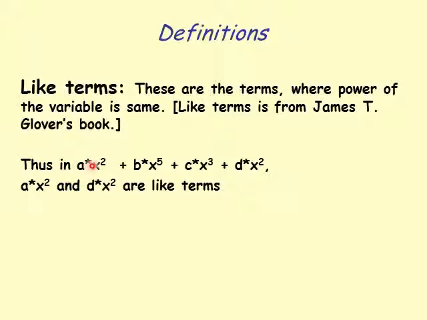Take the expression a times x squared plus b times x to the power 5 plus c times x cubed plus d times x squared. There are only two terms that are like terms: a times x squared and d times x squared. Its flag value is 2, and its flag value is 2. The others are 5 and 3. The 2 and 2 match. These are the like terms. A times x squared is like the term d times x squared. Let's continue.